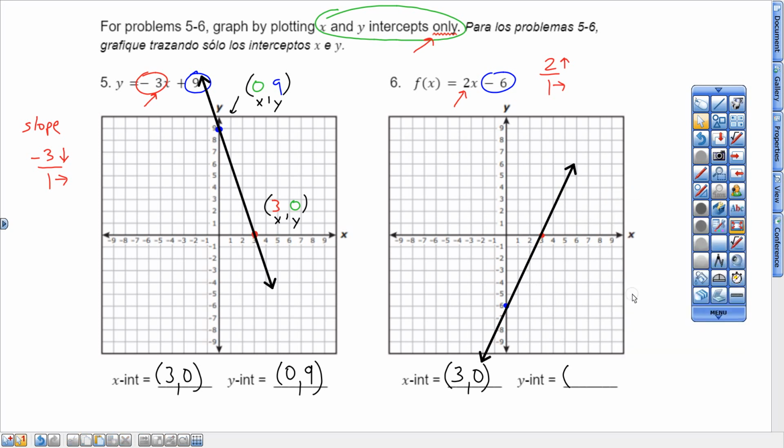So let's get rid of that. This one is 0 for x, -6 for y. I'm not sure why I wrote that 9 right there. But there it is, 3, 0, and then 0, -6, where it touches the y-axis. All right, moving on.